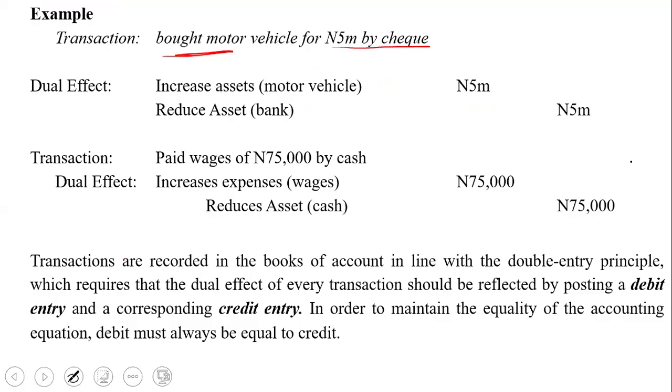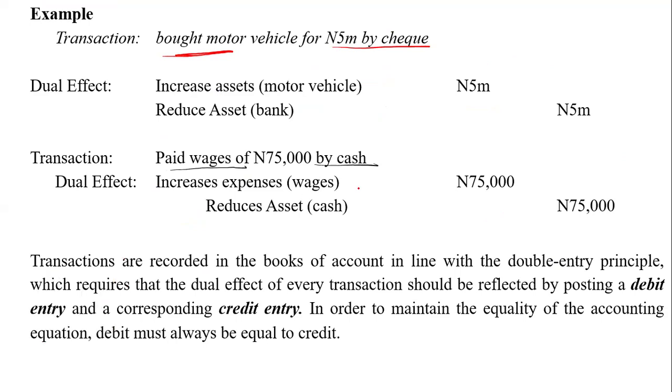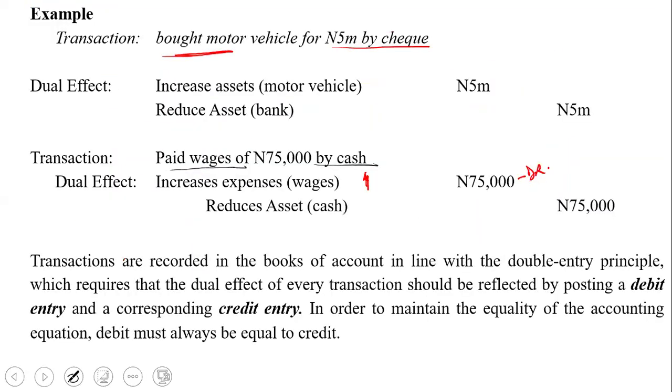Now, likewise I've also done it here. You can see in this one too, we said paid wages by cash. So looking at wages by cash, you can see that wages is an expense and is increasing. And when an expense increases, we debit. Remember our matrix? Debit. Then we have our cash. Our cash is an asset. When our cash reduces, what does the rule say we should do? We should credit.